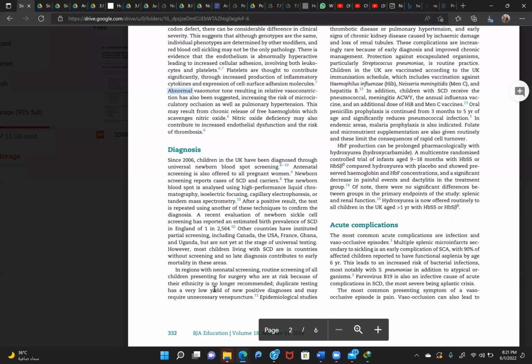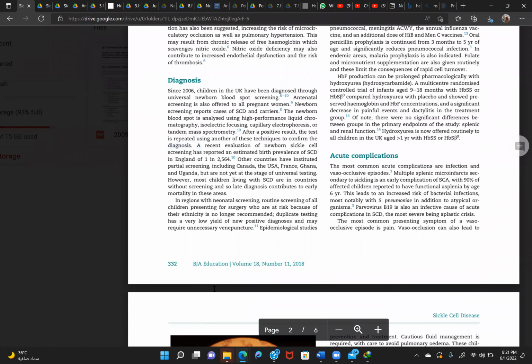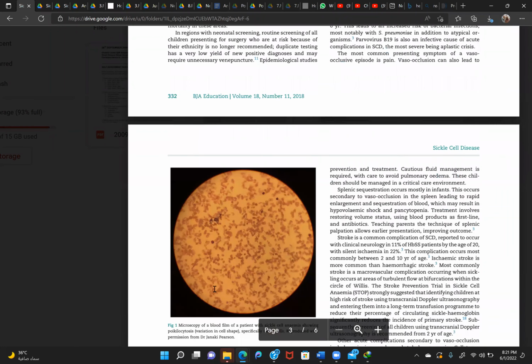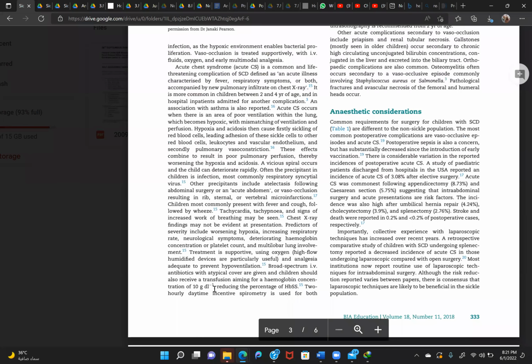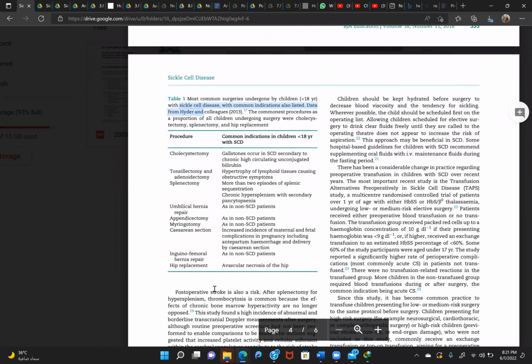Okay, we have discussed diagnosis and acute complications. Anesthetic consideration. Let me show you the table. These are the procedures which they have. They undergo cholecystectomy, as I told you, because of hypertrophy of lymphoid tissues causing obstructive symptoms, so it will result in OSA in pediatric patients. Splenectomy, because of excessive hypersplenism, they have to do it.